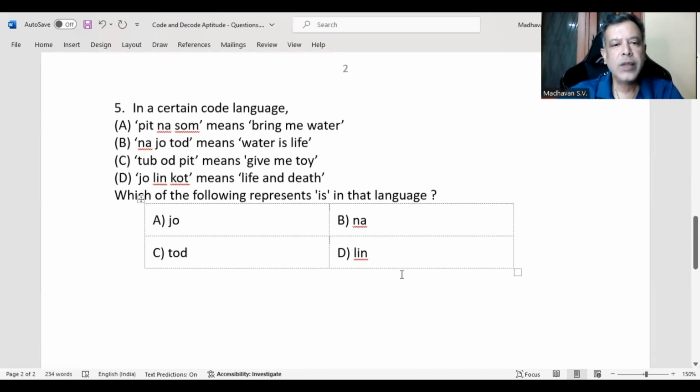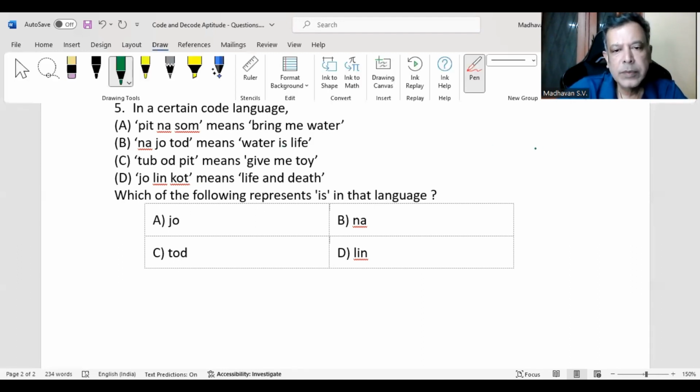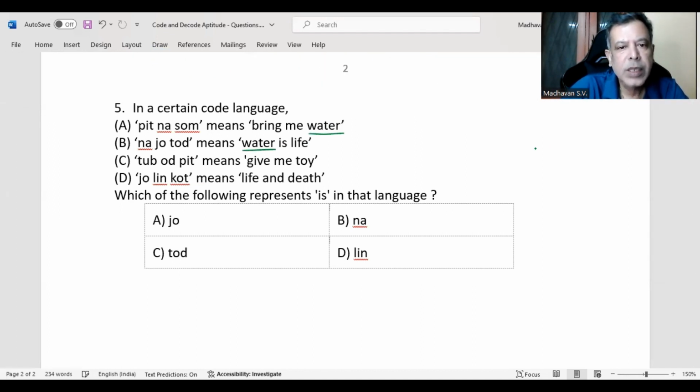In a certain code language, pit na som means bring me water. Na jo Todd means water is life. So here the common word is water. Water is common in these two sentences, and the common word in the first sentence is na. So we can equate water to na.